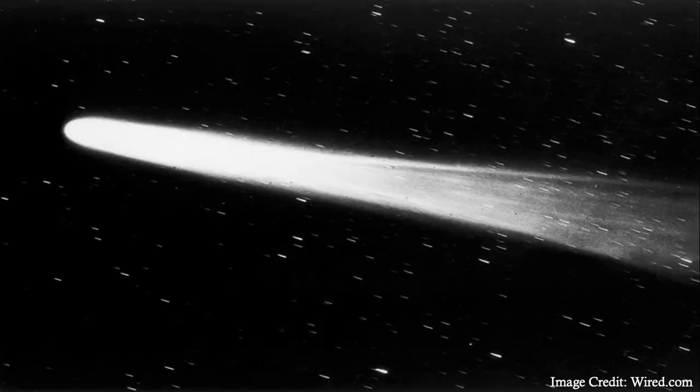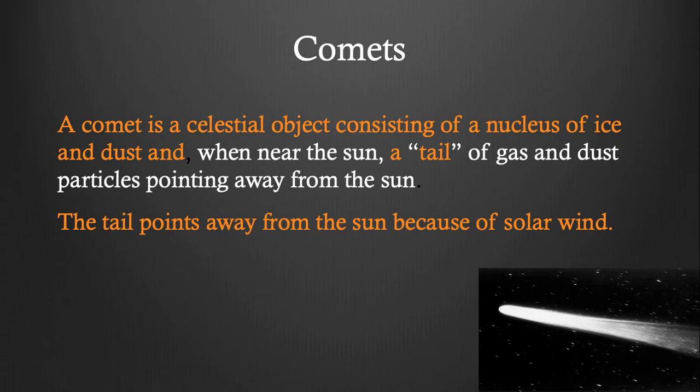The last thing we're going to talk about is comets. A comet is a celestial object consisting of a nucleus of ice and dust, and when it's near the sun, it gets a tail of gas and dust particles pointing away from the sun. The tail points away from the sun because of solar wind.